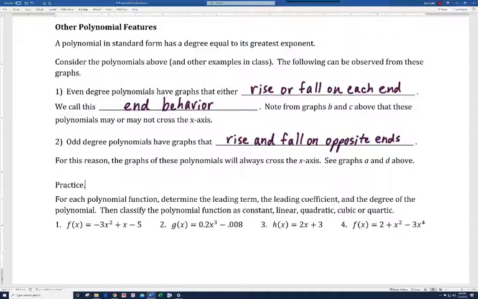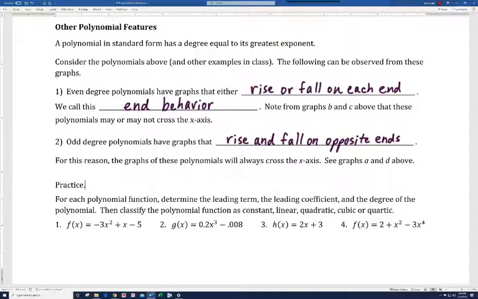All right, so let's practice now. It says for each polynomial function, determine the leading term, the leading coefficient, and the degree of the polynomial. Then classify the polynomial function as constant, linear, quadratic, cubic, or quartic.